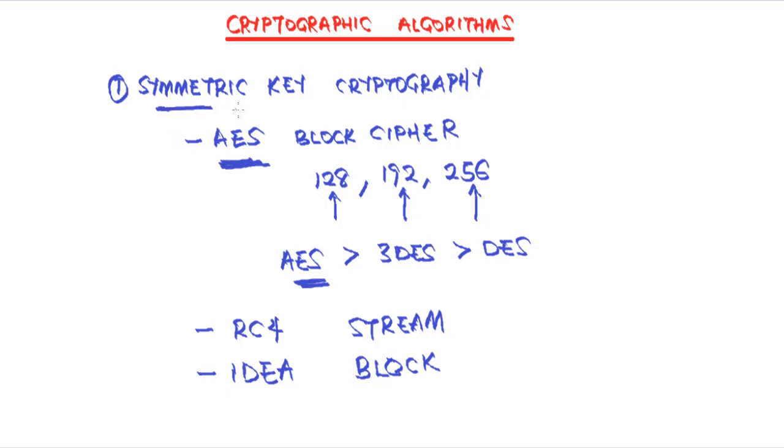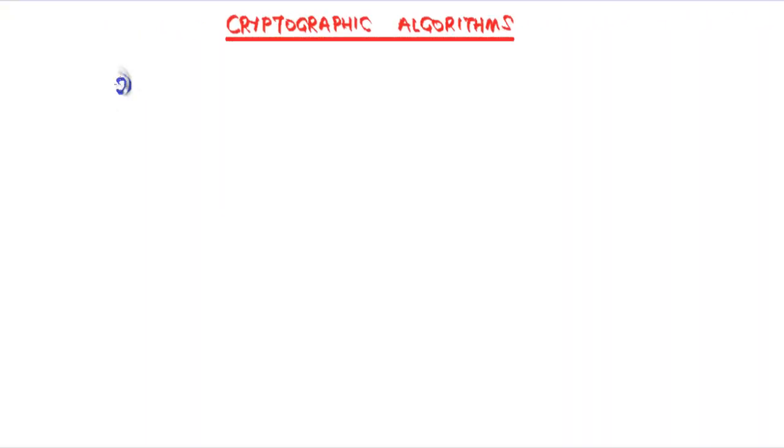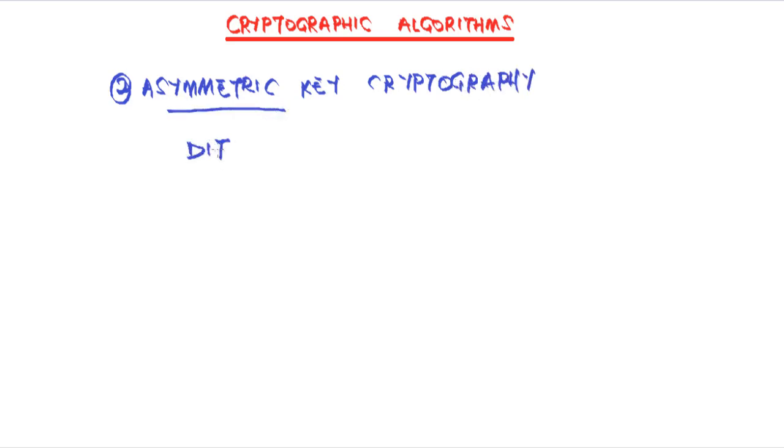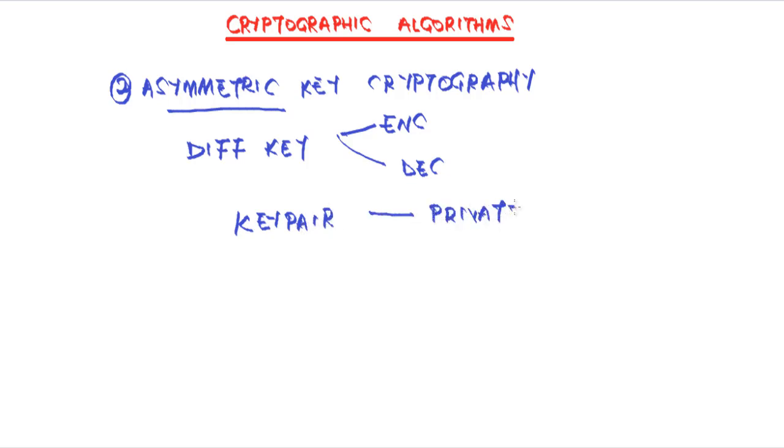Now we'll move on to asymmetric key cryptography. So the second cryptographic algorithm that we're going to talk about is asymmetric key cryptography. As the name suggests, it means that you use different keys for encryption and decryption. Usually you have a key pair, and one will be private and the other one will be public. So what the private key encrypts, the public key will be able to decrypt, and what the public key encrypts, the private key will be able to decrypt.